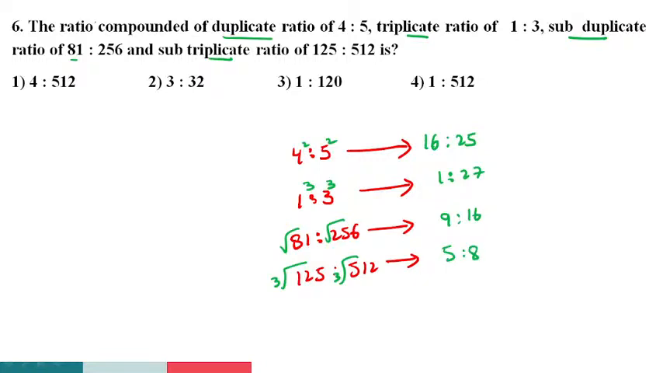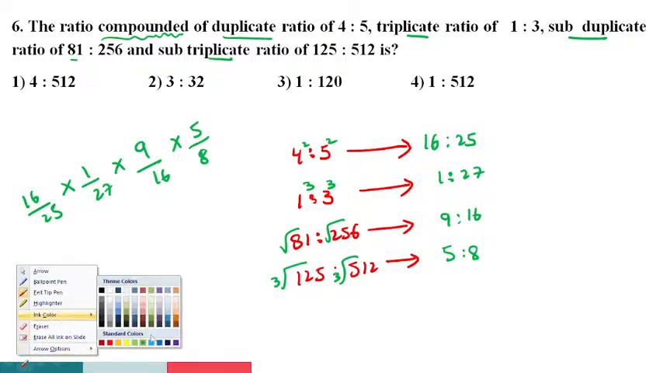5 is to 8. What did he say at the start? The compounded ratio, that is, the compound ratio: 16/25 into 1/27 into 9/16 into 5/8. Let me calculate, guys.